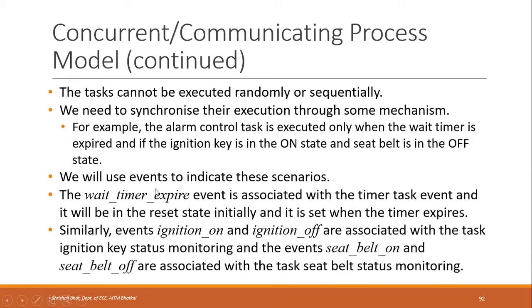For example, the alarm control task is executed only when the wait timer has expired, right? First, you have to wait for 10 seconds, then the alarm control task is executed. That means the alarm control task will start the alarm, then wait for 5 seconds, and then stop the alarm. For that, first you have to wait for 10 seconds. After that only you can execute. Apart from that, you should also check if the ignition key is on or off, and if the seat belt is on or off. If the ignition key is on, the seat belt is off and the wait timer has expired, then only you can execute the alarm control task.